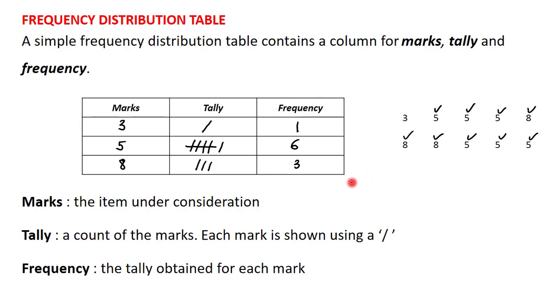A frequency distribution table may contain more than 3 columns. It depends on the analysis that we are going to perform on the data. So depending on the analysis that we want to perform on the data, more columns may be added to the frequency distribution table. We are going to learn about that as the lesson progresses. A frequency distribution table may be grouped or ungrouped. We will learn how to construct each of them.